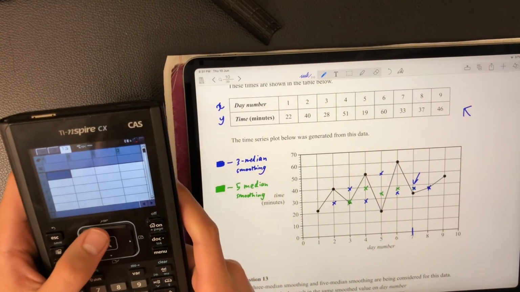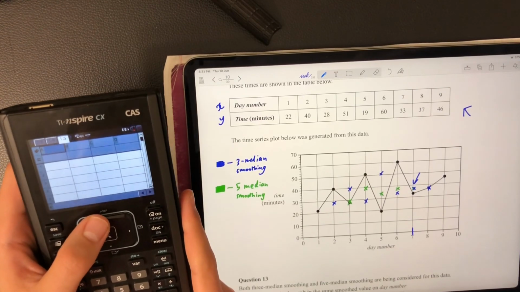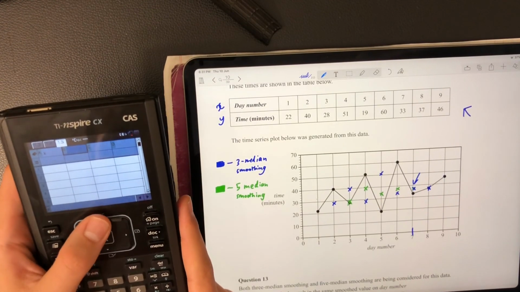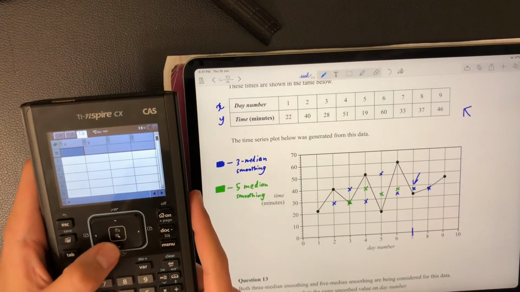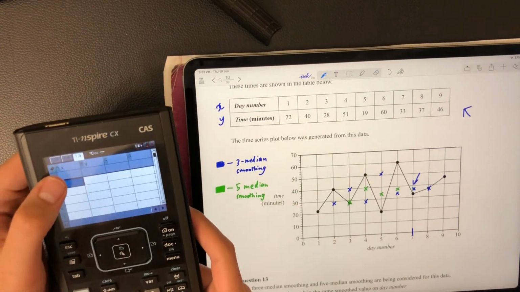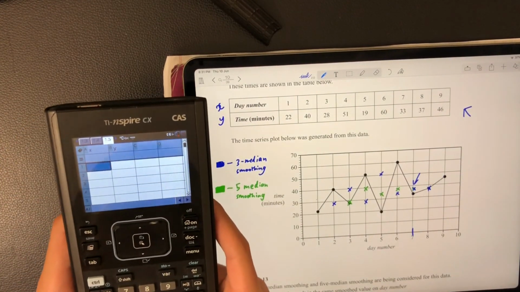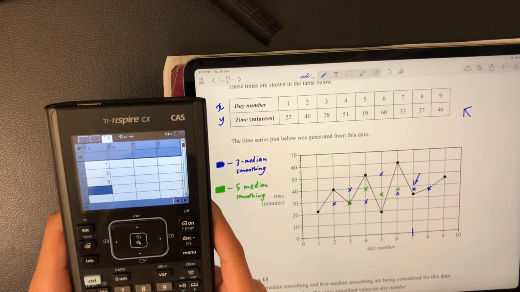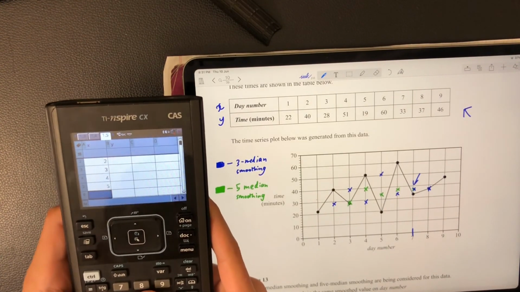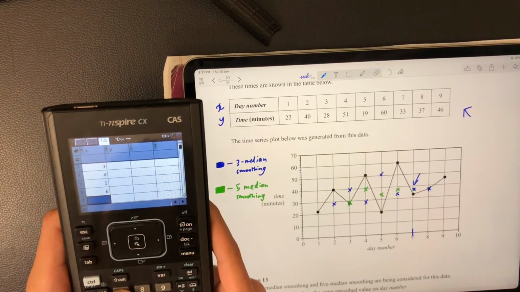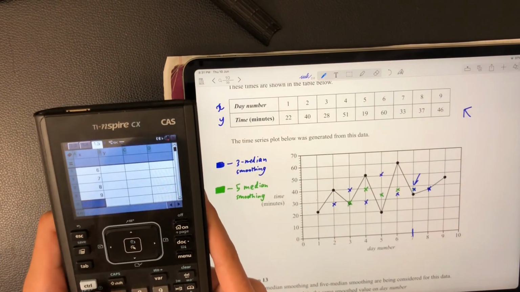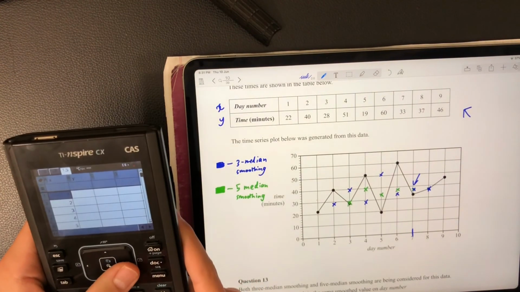And then I basically just enter day as x on the calculator and time as y. Then I'll just enter the day number values in x. So I'll say 1, 2, 3, 4, 5, 6, 7, 8, 9. Go back to the top, Control 7.